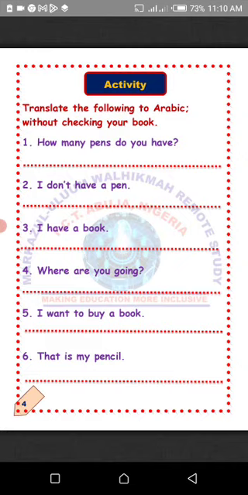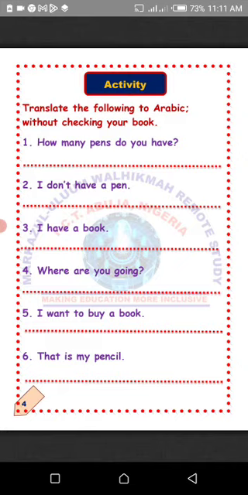Number one, how do you say in Arabic? How many pens do you have? كم قلما عندك؟ Number two, how do you say in Arabic? I don't have a pen. ما عندي قلم.